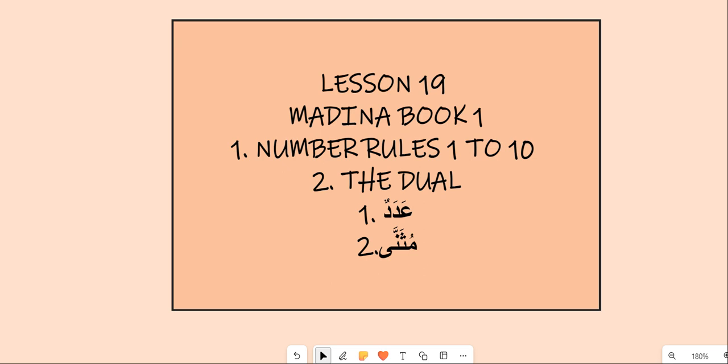In this number 1 to 10, there is a special number, that is number 2. Why is it special? Because it represents the duality, the 2 in Arabic. So the numbers in Arabic you can call adad, and the dual or the 2 is called musanna. I have done all the details of musanna in my slides, so I will discuss each and every detail regarding the musanna. First of all, let's go and see the number rules regarding 1 to 10.